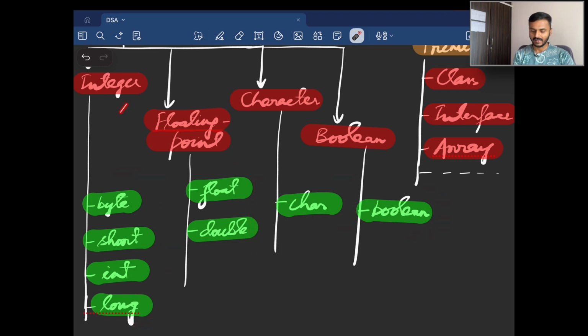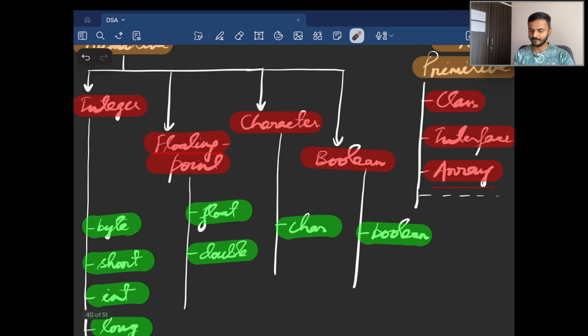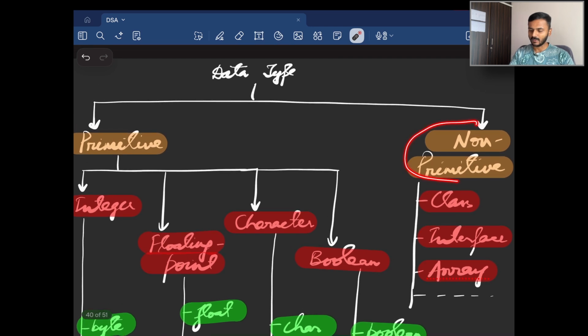For example, integer has byte, short, int, and long. Floating point has float and double. Character has char, and boolean has boolean. Then we also have non-primitive data types, which includes class, interface, array, etc. This video will focus on primitive data types in Java, which means we will not talk about non-primitive data types at all.